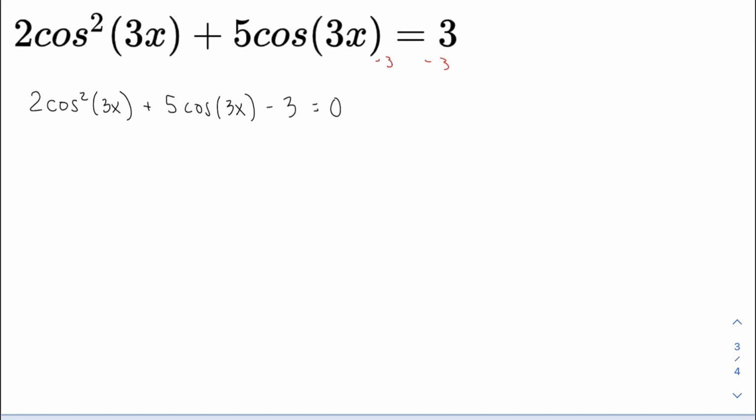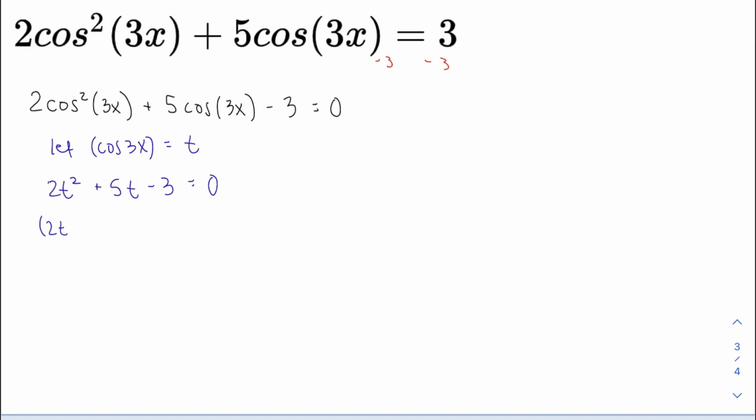And even before I isolate the trig function by factoring, I'm going to do a first round of substitution. I'm going to say, let's let cosine of 3x equal t. So if cosine of 3x equals t, that turns this equation into 2t squared plus 5t minus 3 equals 0, which many people, including myself, think is easier to factor, right? Even if I don't write that out, that's kind of what I'm picturing in my head.